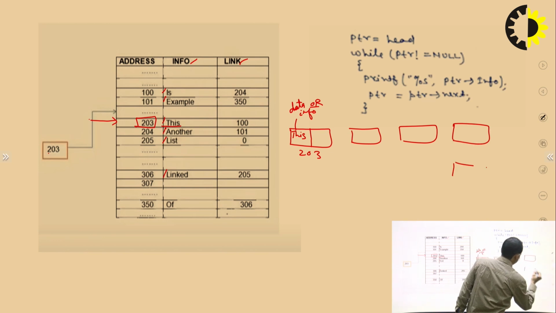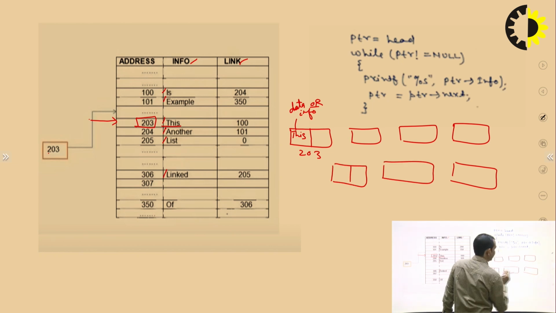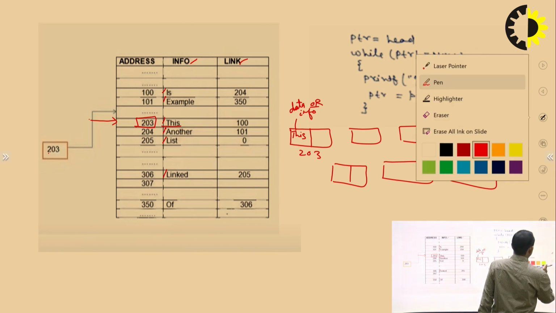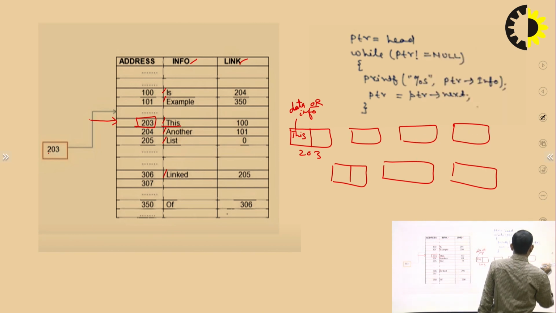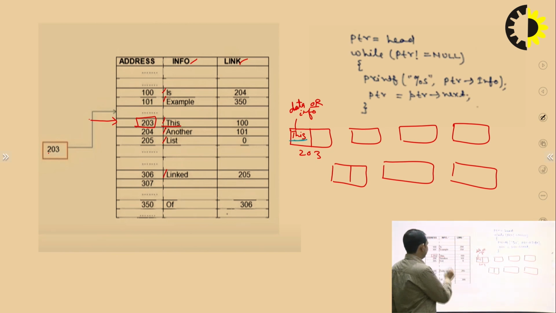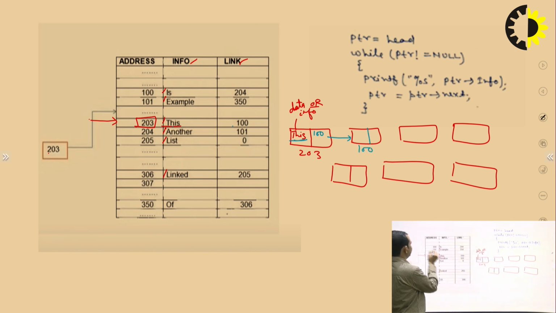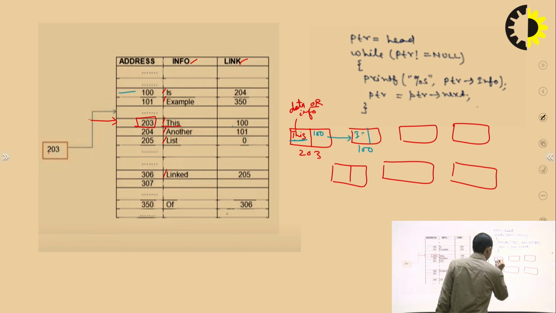I can create here 1, 2, 3, 4, 5, 6 and 7. So in this node, what we have to store is this. And what is the address? The address is 100, meaning this part indicates the address of the next node, 100. So when it goes to 100, what is the value? Is. So here it will be stored, is.